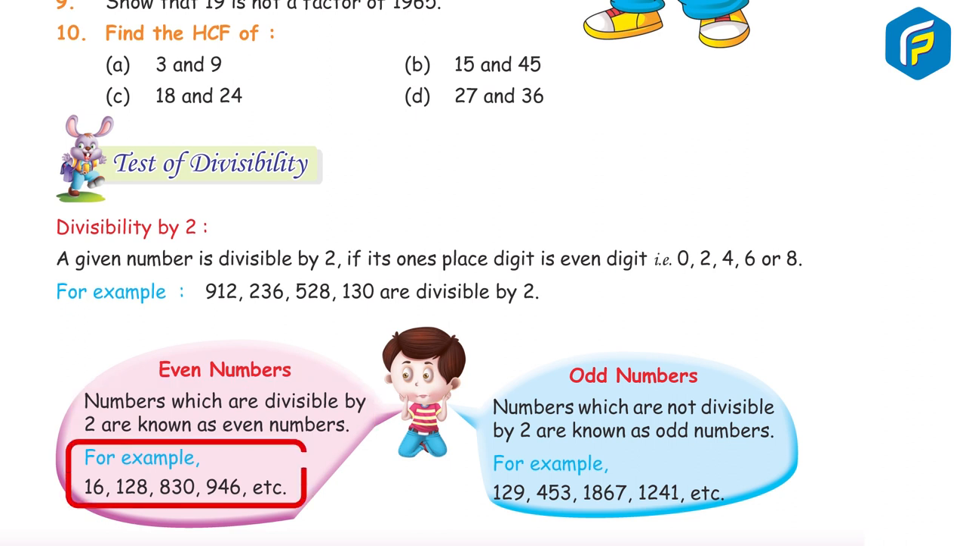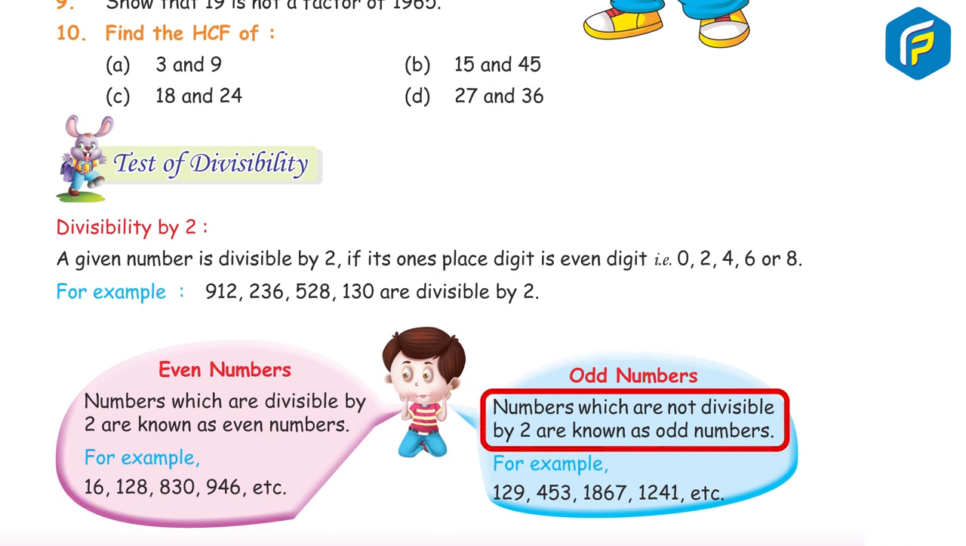For example, 16, 128, 830, 946, etc. Odd numbers. Numbers which are not divisible by 2 are known as odd numbers. For example, 129, 453, 1867, 1241, etc.